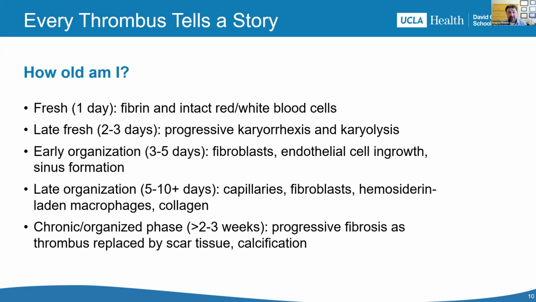And then once you have a chronic or organized thrombus, that's going to be more than 3 weeks out, there's no more fibrin and progressive dense fibrosis as the thrombus is replaced by scar tissue and sometimes also calcification.